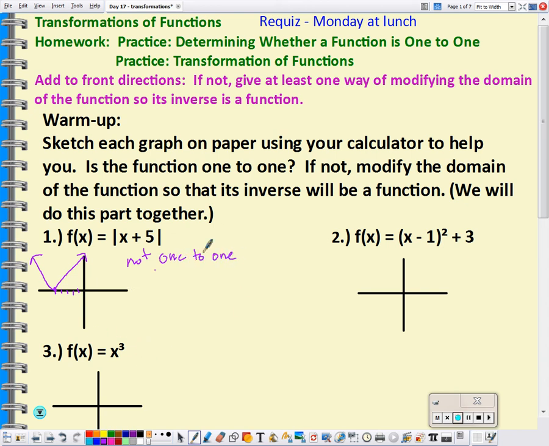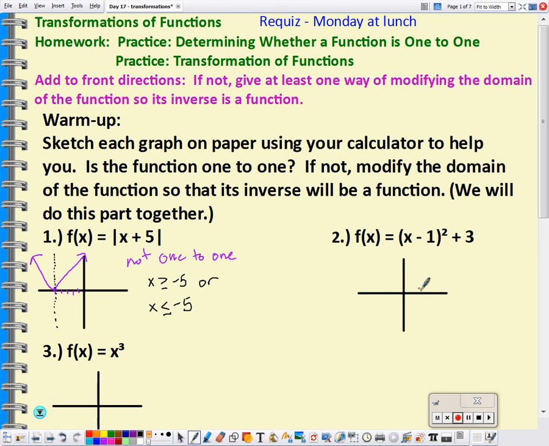Okay. Now, this part we will do together. Modify the domain of the function so its inverse will be a function. So all you need to do for these functions is look at the symmetric point. Look at the vertex and kind of cut the graph right there. If we only used half, either the left side or the right side, the graph would be one-to-one. So the new domain could be x is greater than or equal to -5, or you could use x is less than or equal to -5. Either one would be fine, because if you only had half the graph, it would be one-to-one, and its inverse would be a function.